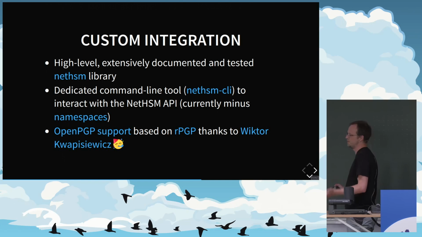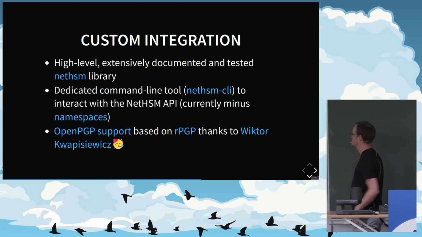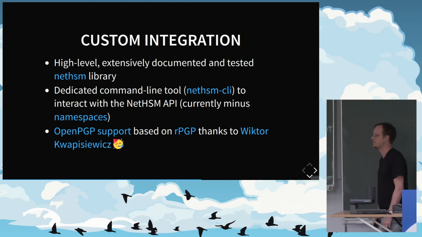able to interact with the full API surface, currently minus the namespaces. That's a new feature that still needs to be implemented. Also very important, in fact. We now have OpenPGP support, thanks to Viktor Kvapisevic. That's pretty awesome. It's still not fully done, but you can basically soon use the CLI tool to sign messages or anything really.